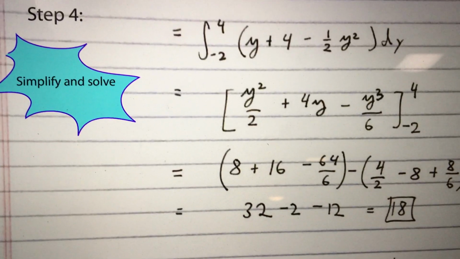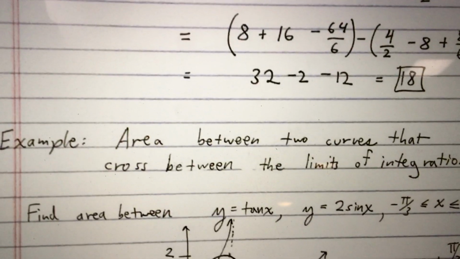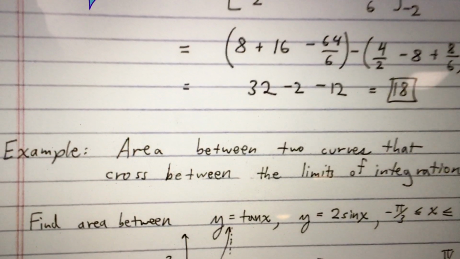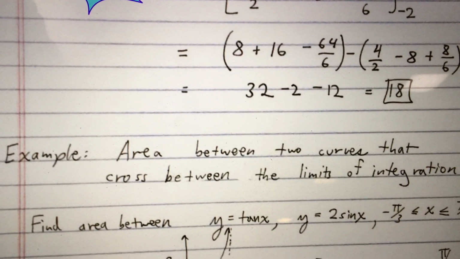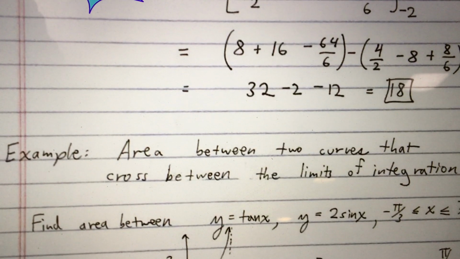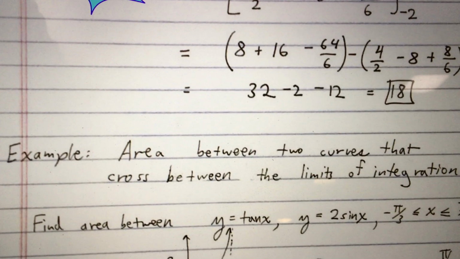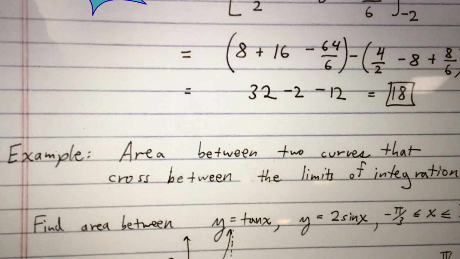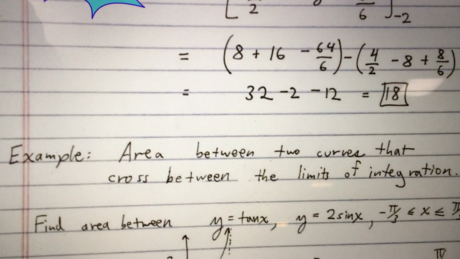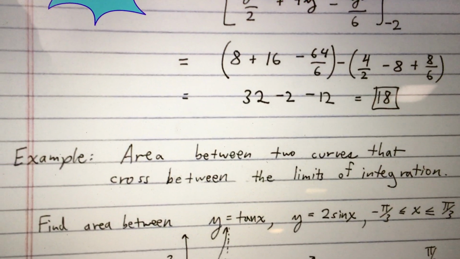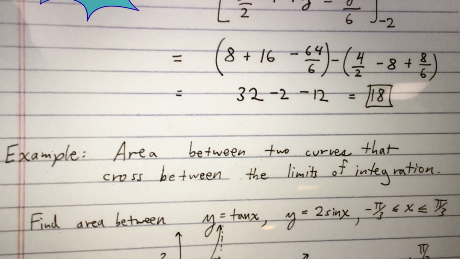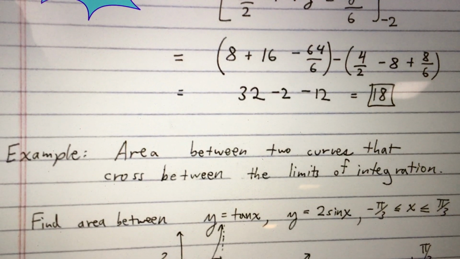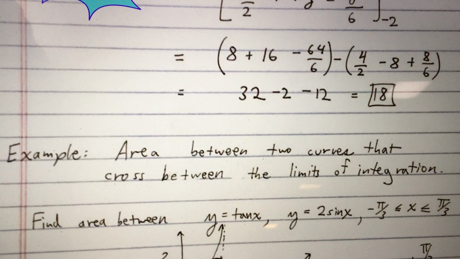All right, so next one is another example. This one is going to be immediately a little more complicated because it's going to be the area between two curves, and the curves themselves cross between the limits of integration. All right, here's the statement of the problem. Find the area between y equals tangent x and y equals 2 sine x, for x between -pi/3 and pi/3.